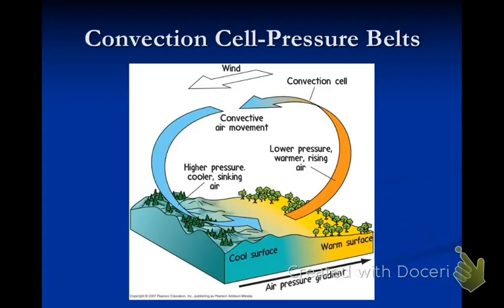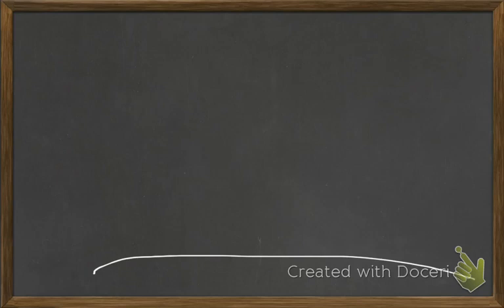Here's a picture of our convection cell again, but now we're going to look at this diagram and we're going to look at how it influences the pressure belts. So here's the surface of the Earth right here. There's the surface of the Earth. We have sunlight that comes in, so it's coming straight in. So here's the sunlight.